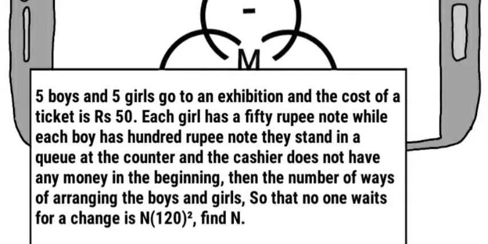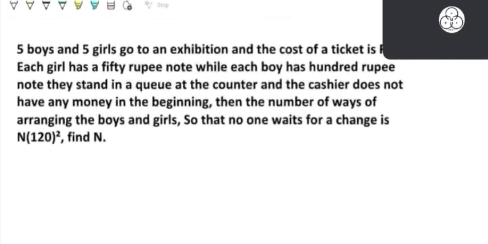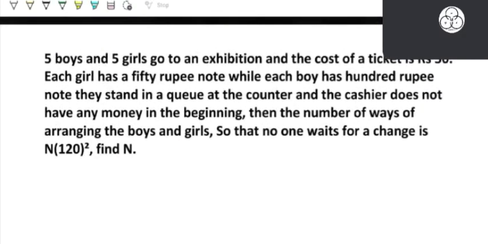To solve this problem, we will use the theory that we have learned in Olympiad Challenge Problem 1. Without knowing the theoretical portion that we have learned in Olympiad Challenge Problem 1, we won't be able to solve this question. 5 boys and 5 girls go to an exhibition. See, application of this method that we have just learned.